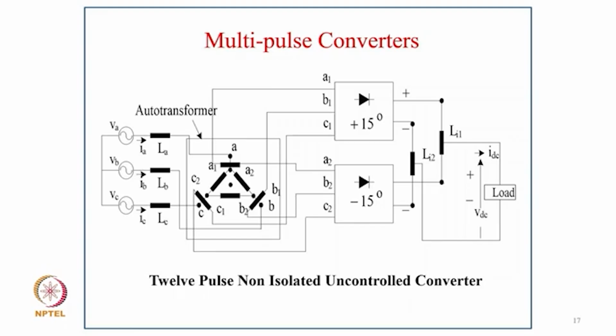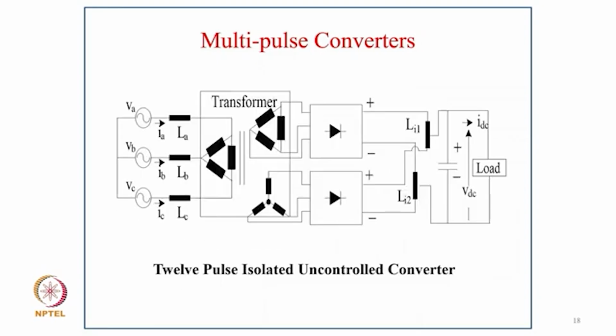where we convert 3-phase into two sets of 3-phase which are 30-degree phase shifted, plus minus 15 degrees, and we have two 6-pulse converters which give at the output typically 12 pulses in one cycle, and the input current is also improved. This is another 12-pulse isolated uncontrolled AC/DC converter.